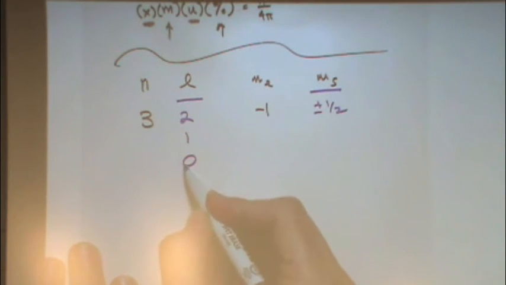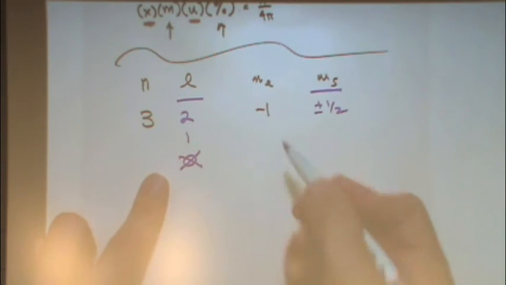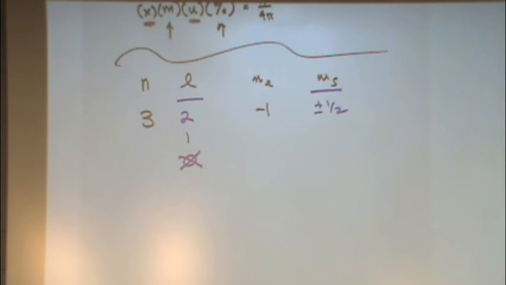For N it could be 0, but for M sub L? No, because a 0 would not give a -1. So don't write a 0 there. That's one type of question.